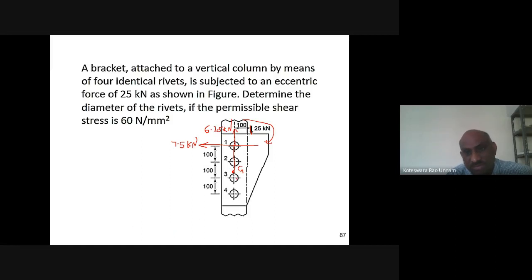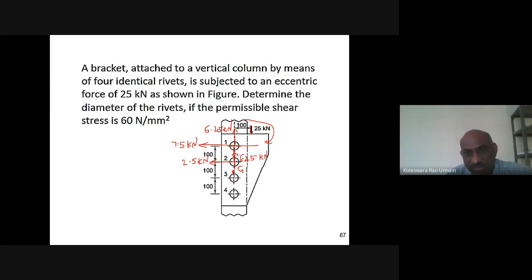Then if I come to the second rivet, again I have a primary force which is 6.25 kilonewtons, acting vertically upward. Then in order to create an anti-clockwise movement, the secondary shear force should act in this direction, whose magnitude is 2.5 kilonewtons for the second rivet.